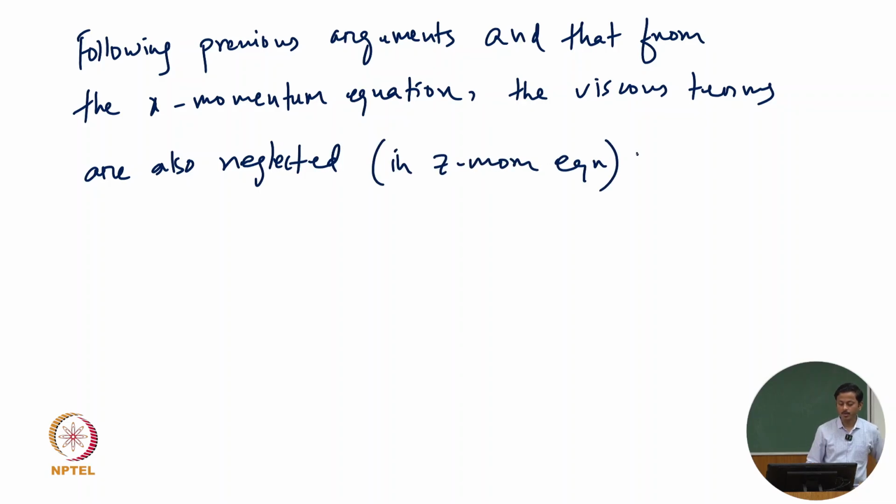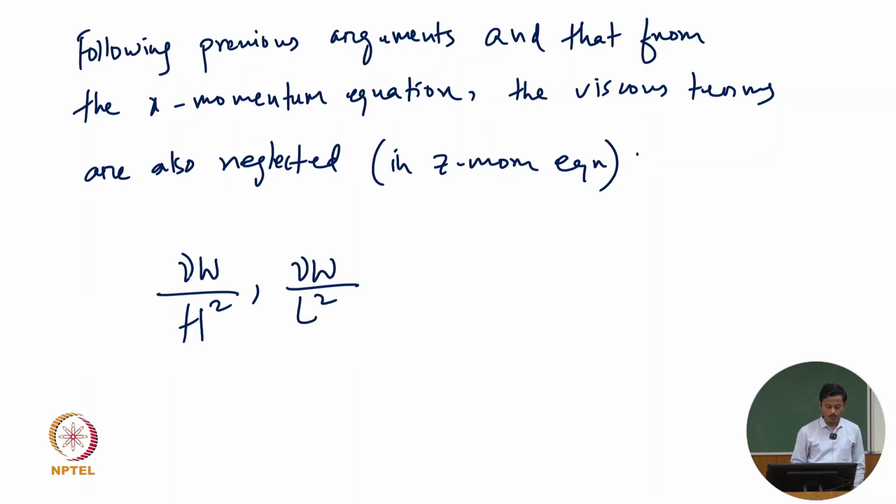So we also neglect the viscous terms because we have given the same arguments in the x momentum equation, that these are much smaller than the Coriolis terms, and hence we are neglecting these terms. Both the types of terms, that is nu w by h squared and nu w by l squared, are less than or equal to omega w, which is much less than omega u.